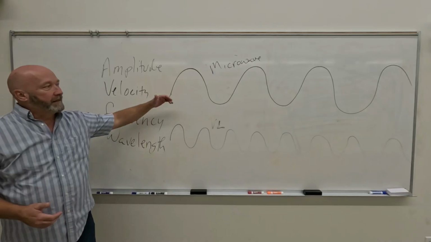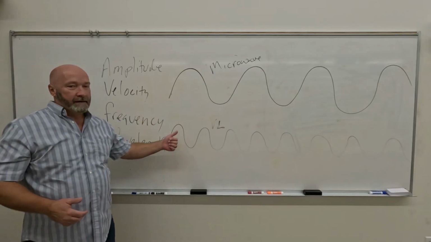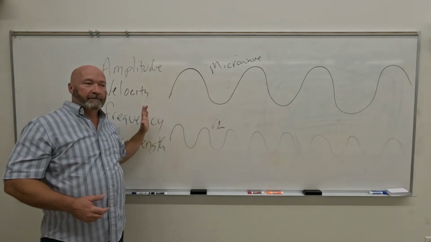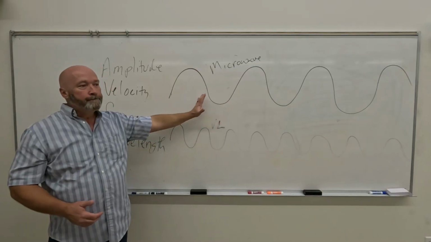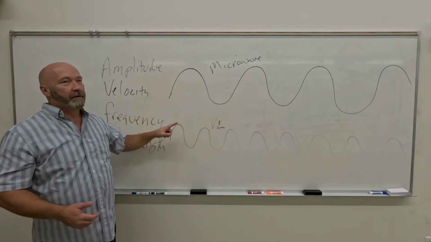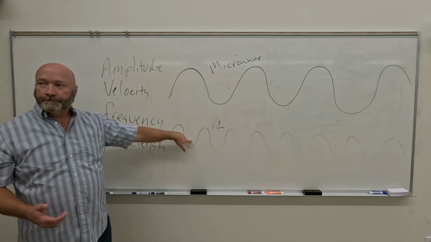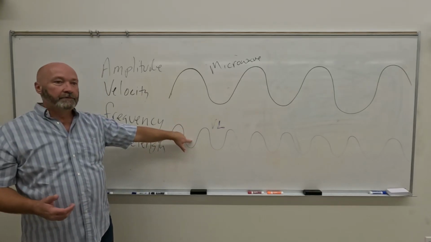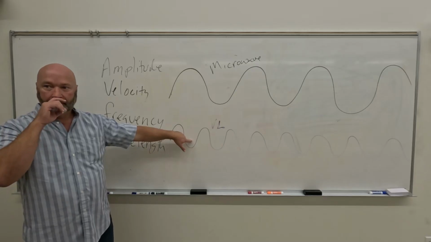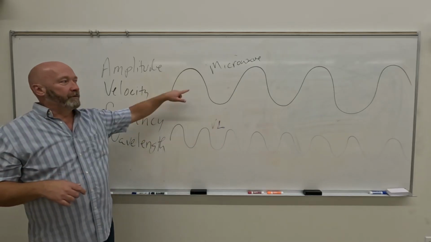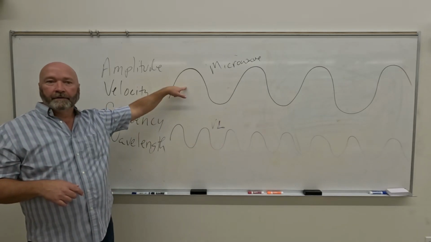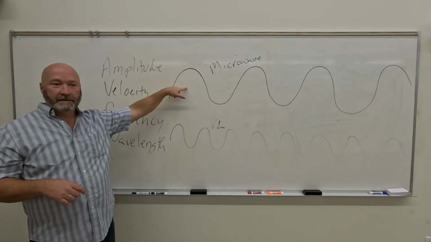So what can we say about frequency and wavelength then in this context? Since everything is moving at the same speed, as wavelength goes down, then frequency goes up. Okay? So as wavelength goes up, frequency goes down. Right?